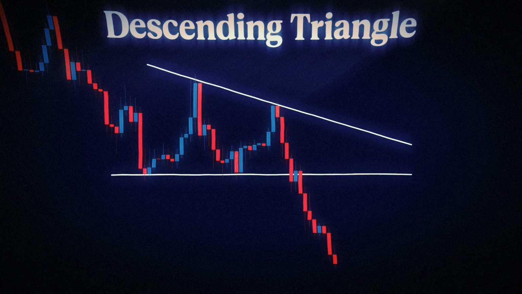The descending triangle is a bearish continuation pattern that features a flat lower support line and a declining upper resistance line. Sellers are gradually pushing the price down towards support. A clean break below the bottom line confirms the bearish continuation. Increased volume on the breakdown adds strength. Entry follows the confirmed move below support.